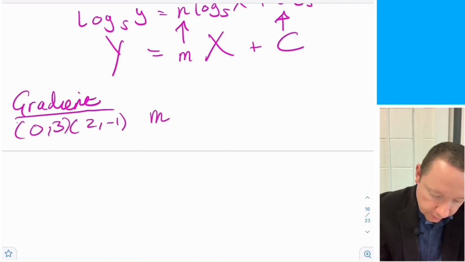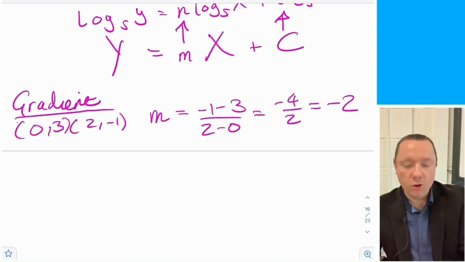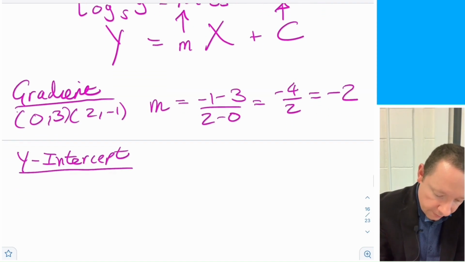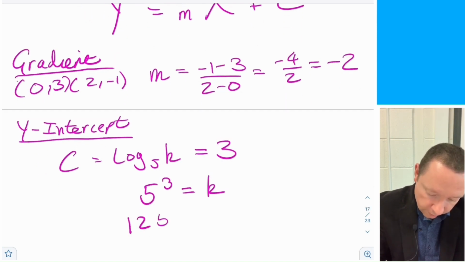So our gradient equals minus 1 take away 3 over 2 take away 0. That's minus 4 over 2, which is minus 2. We can then do our y-intercept. That's c, remember. So c was log 5 k. That crosses the y-axis at the number 3. So that means that 5 cubed equals k. So 125 equals k.